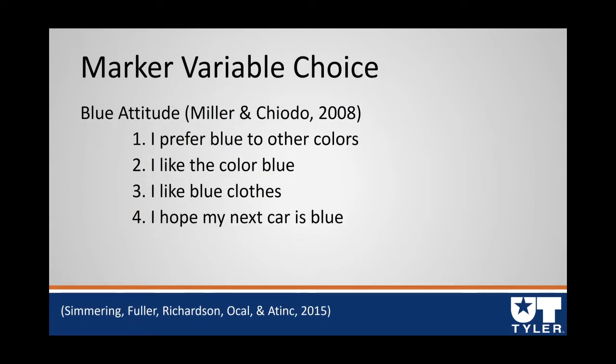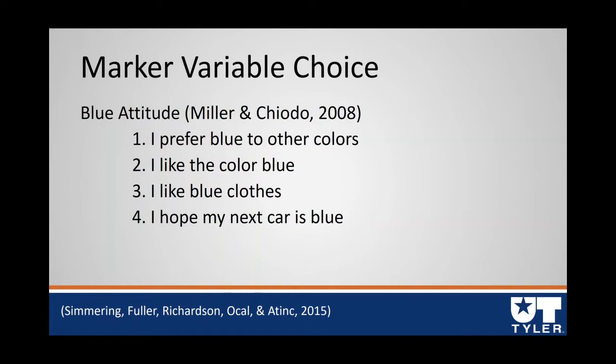So choosing your marker variable. The cited journal article at the bottom of the slide, Simmering et al., is a good reference for making a marker variable choice. And again, I believe that I need to be able to explain why I chose the measure that I did. I chose blue attitude for my study.